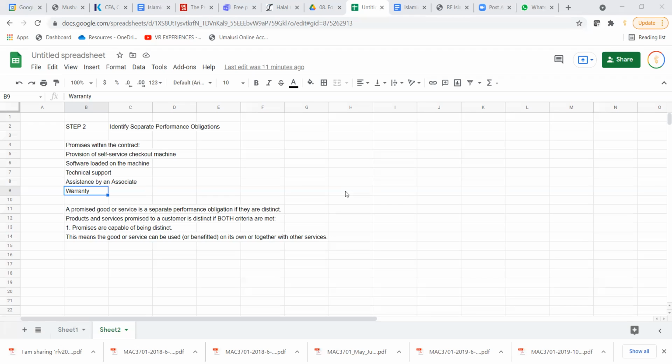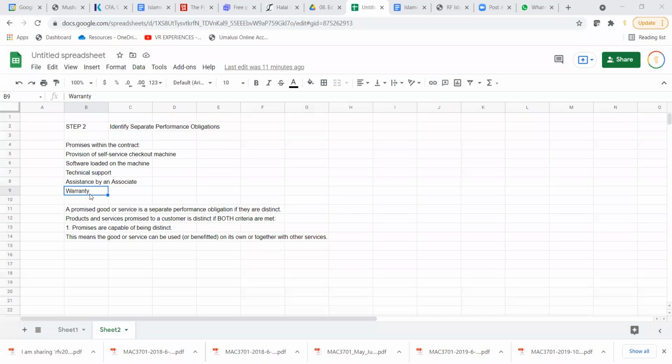So in this case, the warranty is solely there to ensure that the checkout machine operates as it should. If the checkout machine does not operate as it should, you can replace it or they repair it. That is all that the warranty does. In that case, the warranty is not a separate performance obligation. So that's important to understand.